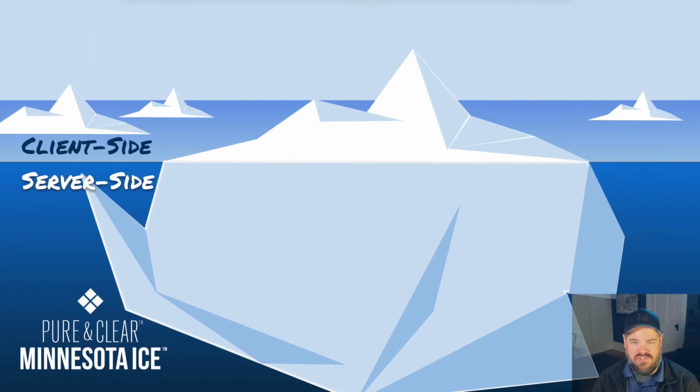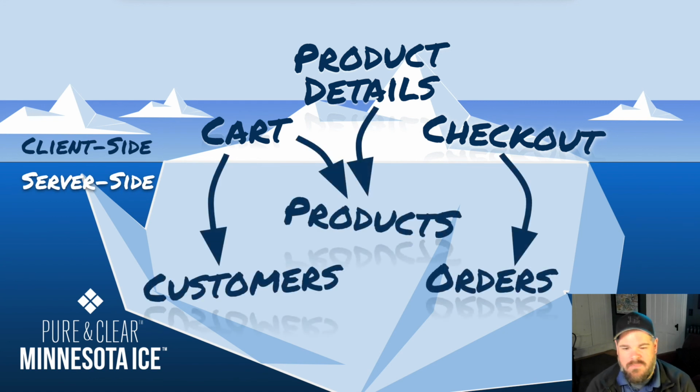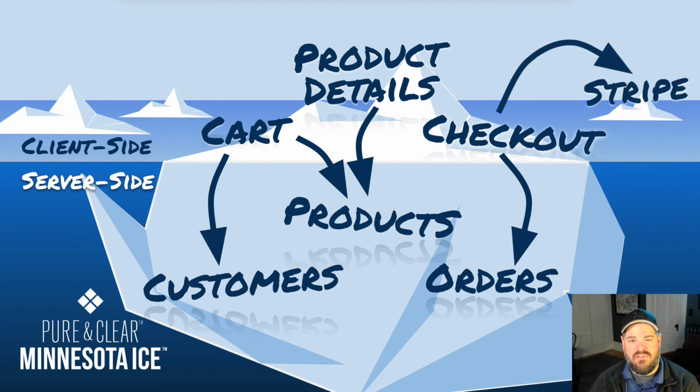Let's talk about their application. Their application operates both client-side and server-side, both above and below the water. Above the water, there are 3 core pages: the shopping cart, a product details page, and the checkout page. These pages depend on some services below the waterline that give us some information about things: the customer API, the product API, and the orders API. There's even a third-party dependency here where they call out to Stripe in order to handle credit card payments. It's a client-side integration using JavaScript to punch out to Stripe and return a token when a credit card is processed.